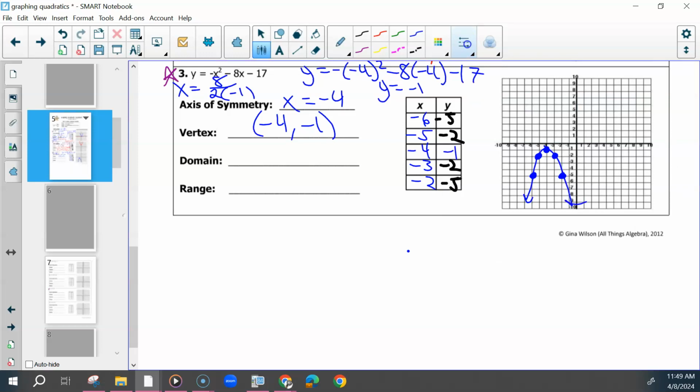Domain of that? Negative infinity to infinity. Yes. Even though it has flipped upside down, domain stays the same. It does not change. That would do it.